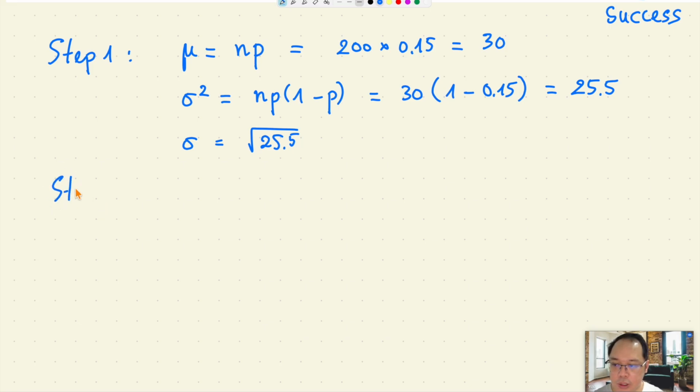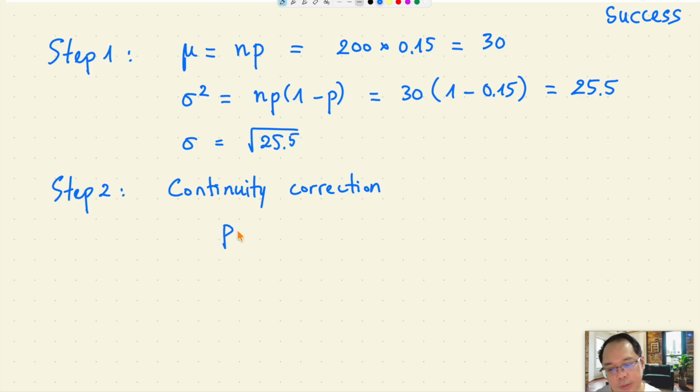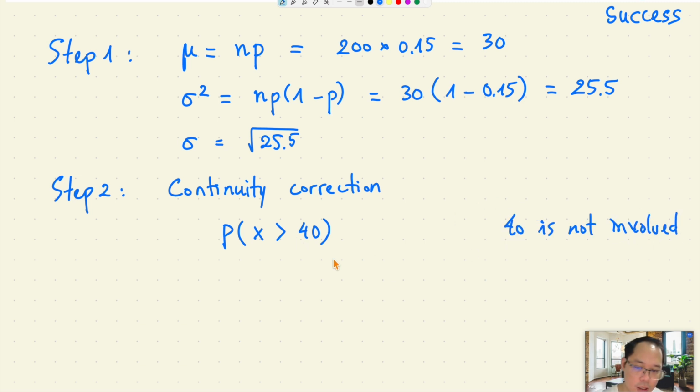Step 2, we need to do the continuity correction. We need to calculate the probability that there are greater than 40 components. Okay, more than, greater than, which means the value 40 is not involved. Therefore, the correction is that we take the value 40 and add 0.5, so that we exclude the 40 from the calculation.